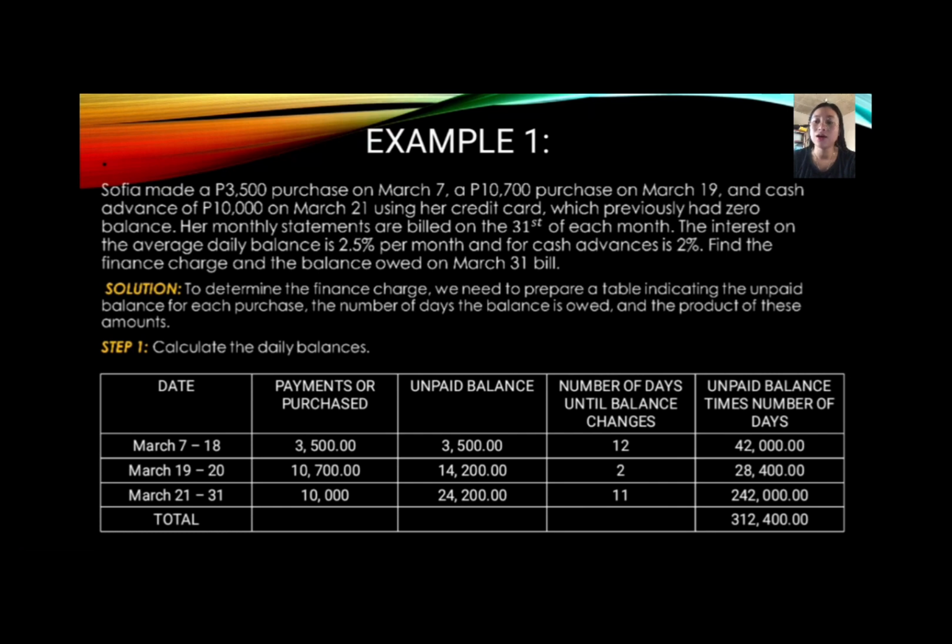On March 19, Sophia also purchased 10,700 pesos. So we add 10,700 plus 3,500, which were purchased by Sophia on March 19 and March 7, for a total of 14,200. So on March 19, Sophia's unpaid balance is 14,200 pesos. On March 21, Sophia took a cash advance of 10,000 pesos. Then we add 14,200 pesos plus 10,000, which is equal to 24,200.